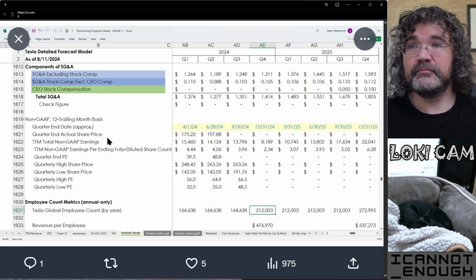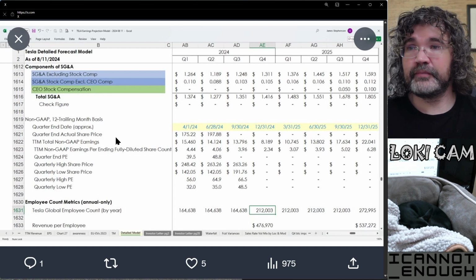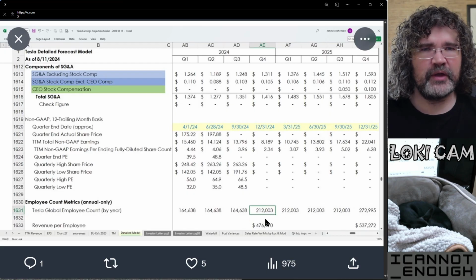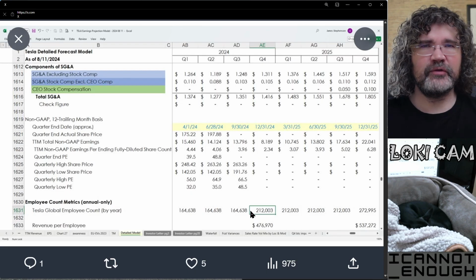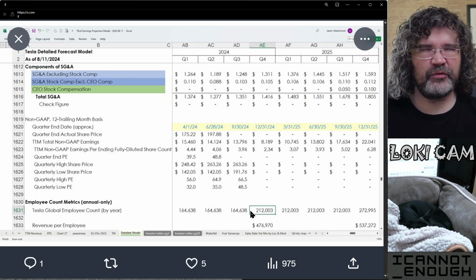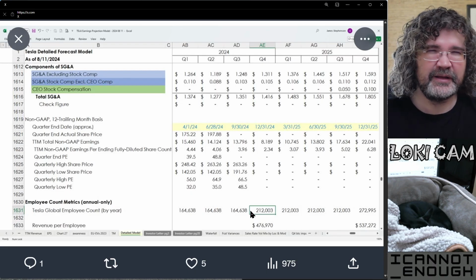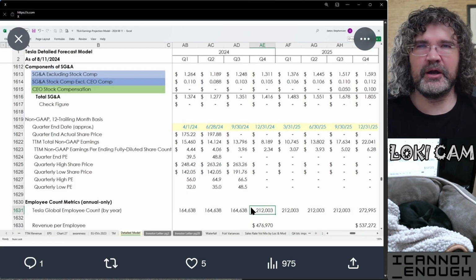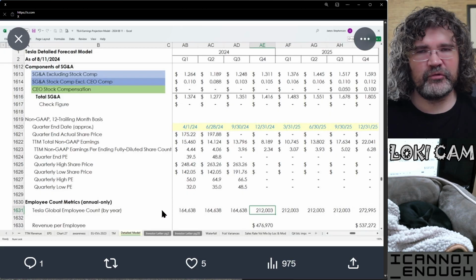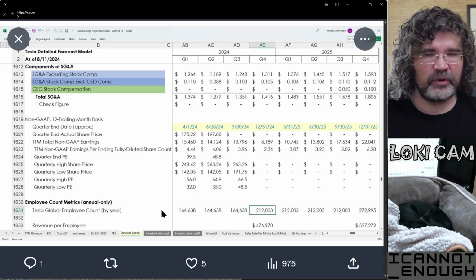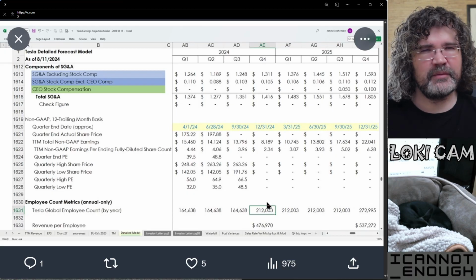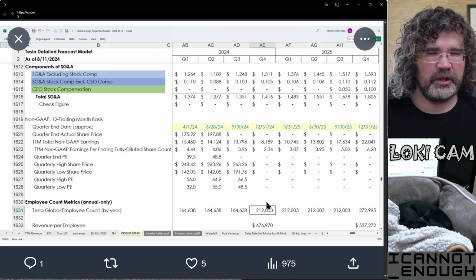And then you can make a chart. I've got some employee count metrics down here. So I'm forecasting 212,000 Tesla employees by the end of this year. That's probably high. I'd be surprised if Tesla has more than this many employees by the end of the year, because at the start of this year they had 164, and then they did those layoffs that were like a 10% reduction. But I think I'm modeling this as the minimum growth rate from the previous 3 years.